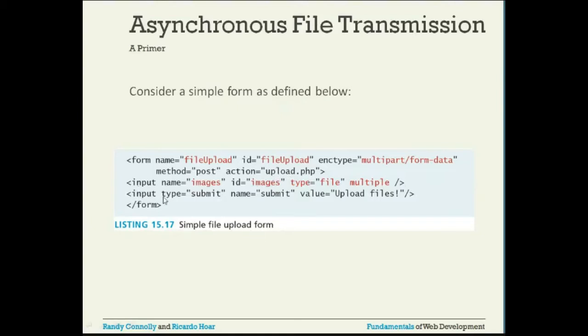And here we have an input of type file, and the name is given as images, ID is given as images. So you can take multiple files as the input. Then we have another button, which is a submit button. Name is submit and the type is submit. So it is a submit button and the value is Upload Files. On the button we'll say Upload Files.